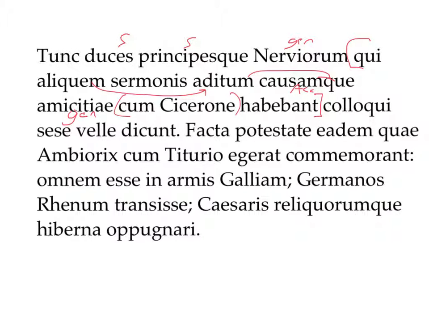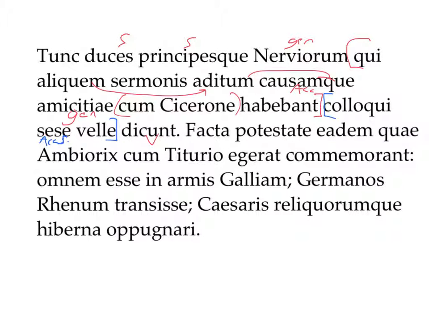Okay. Colloqui we see as an infinitive. We have sese, velle, and since we have two infinitives and an accusative here, I think we have an ACI started, and dicunt confirms that as a head verb. So let's bracket that off there. Now, we have our accusative subject in sese. And of course, dicunt is the verb that goes with duces principesque Nerviorum.